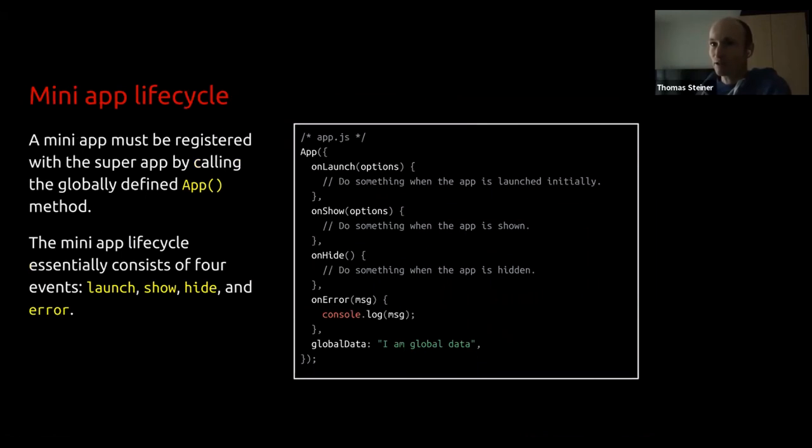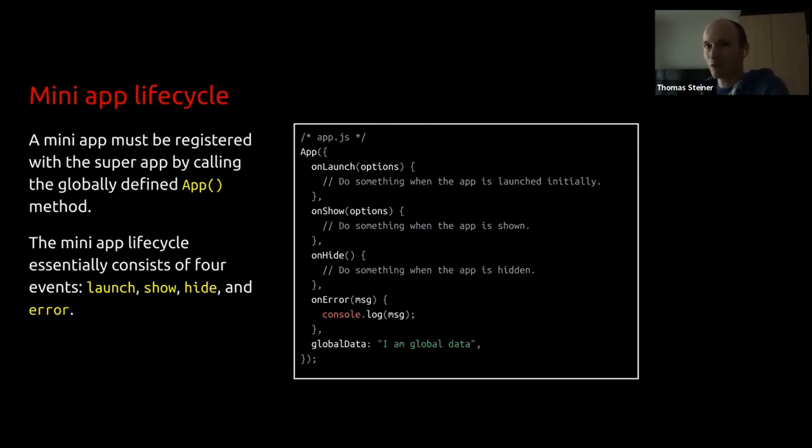The mini app lifecycle is pretty similar as well. Each mini app needs to be registered with a global object called app. In this app object, you can connect some functionality to the lifecycle functions: launch, show, hide, or error. And then you can also set global data that is shared across the application.